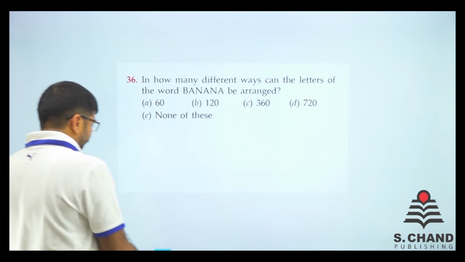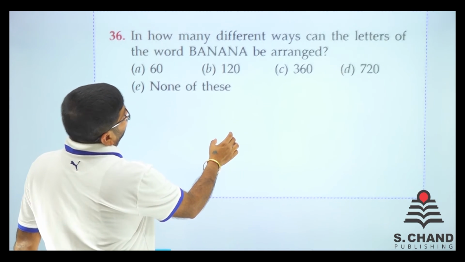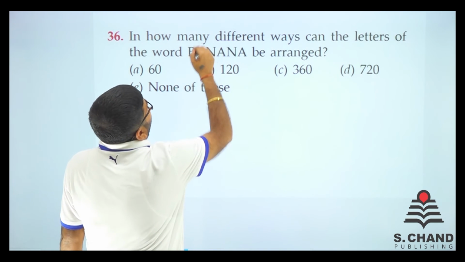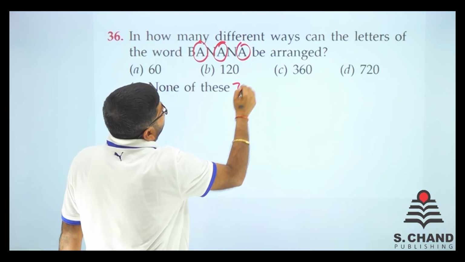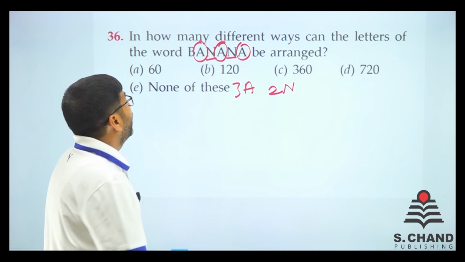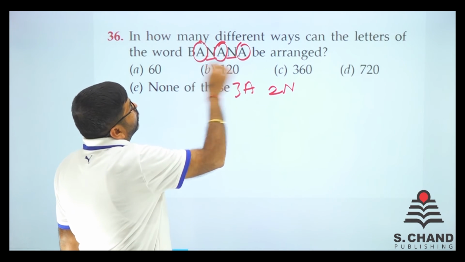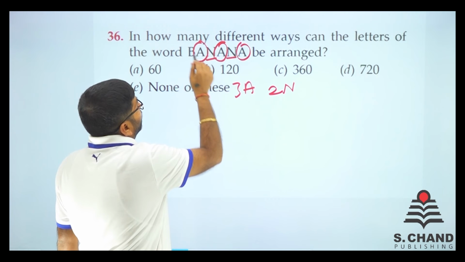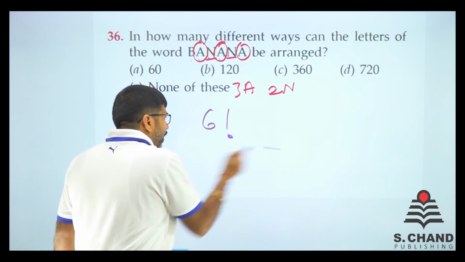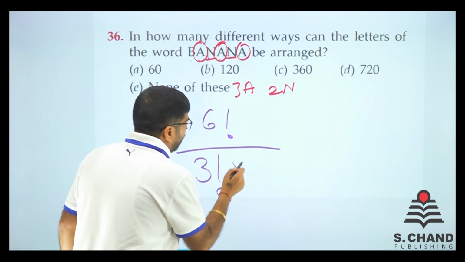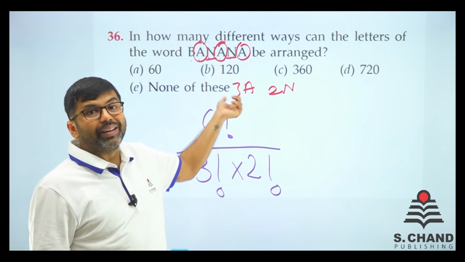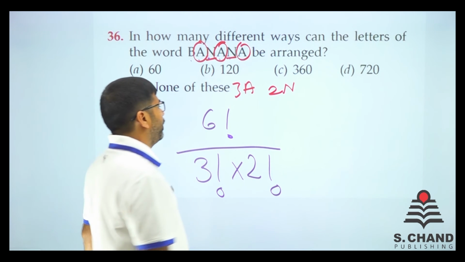In how many different ways can BANANA be arranged? Now this is a very good word because in BANANA we have 3 A's and 2 N's. And what is the total number of letters? 1, 2, 3, 4, 5, 6. So 6 factorial divided by 3 factorial into 2 factorial, because whatever the number of letters that are alike, you just need to divide by that factorial.